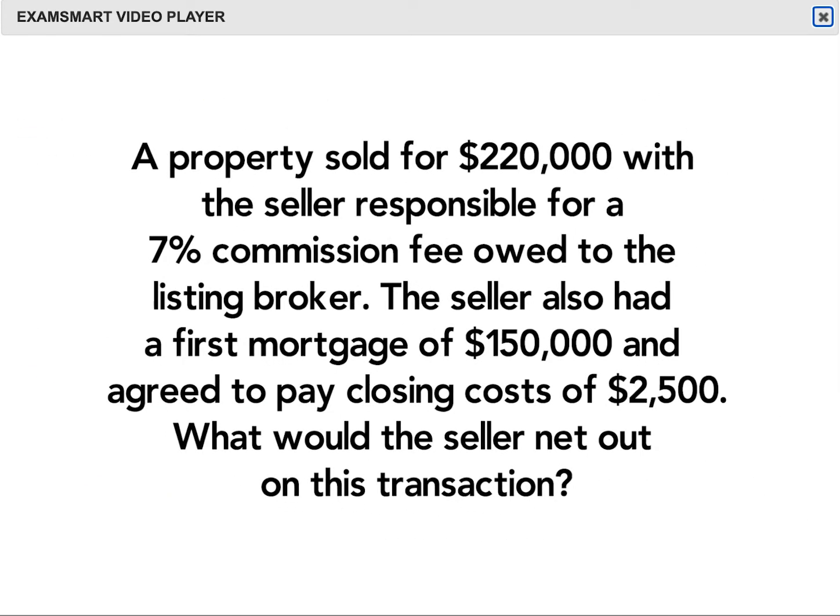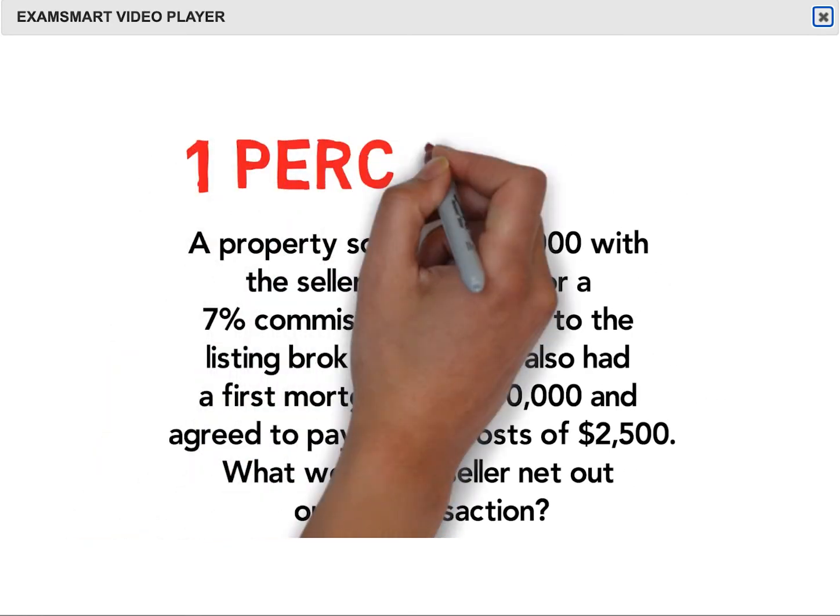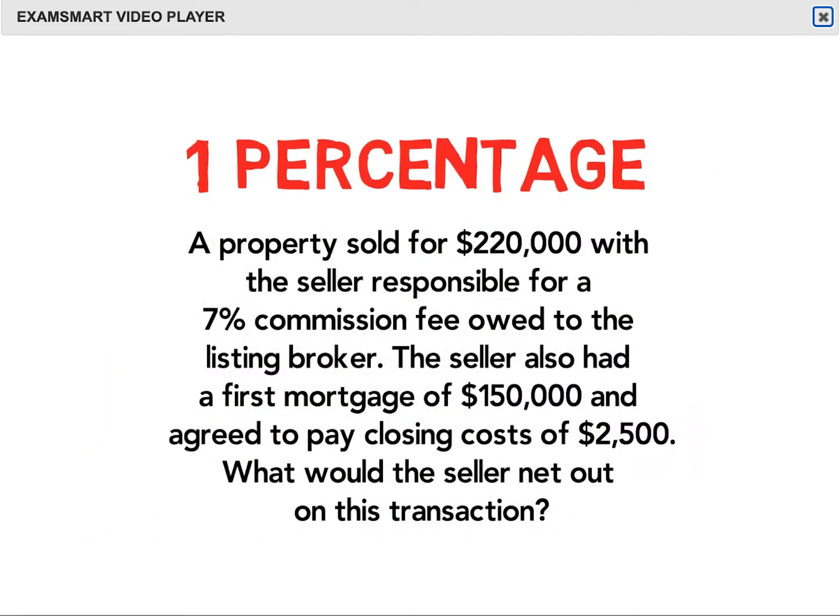A problem might say that a property sold for $220,000, with the seller responsible for a 7% commission fee owed to the listing broker. The seller also had a first mortgage of $150,000 and agreed to pay closing costs of $2,500. What would the seller net out on this transaction? In this math problem, they only give us one percentage amount, which means we'll have one T. What we need to do is take the total price and subtract out all of the seller expenses to find out what the seller nets.